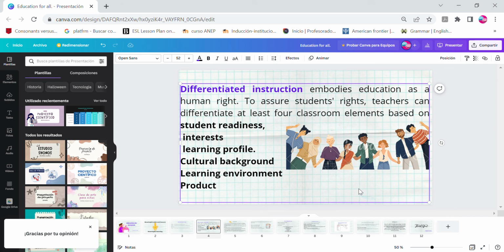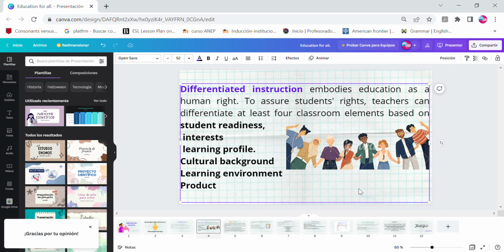Okay, you have different levels of English inside our classroom. So let's have a look at the things that we can differentiate. For example, the content. The teacher can adapt the content based on the characteristics that we discussed before.